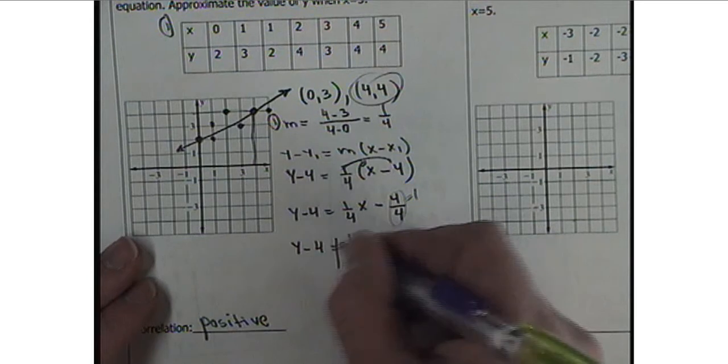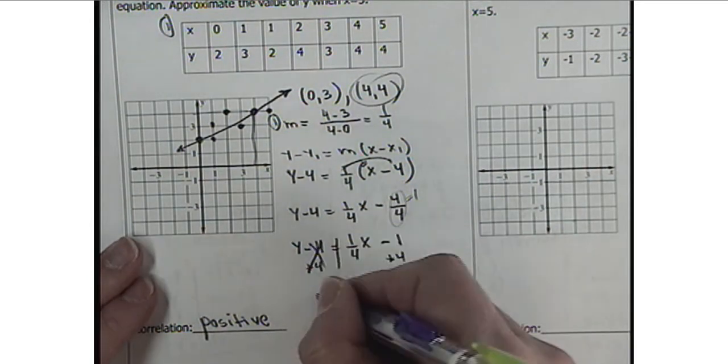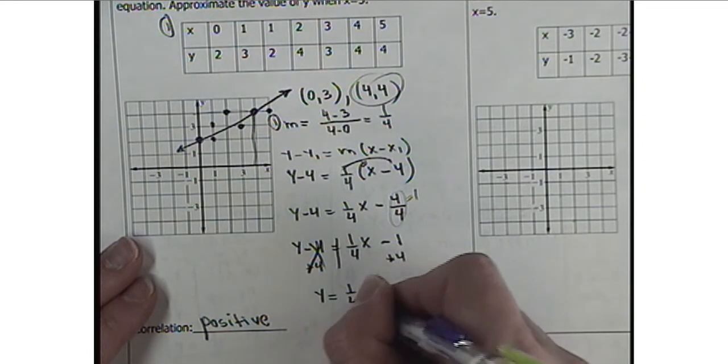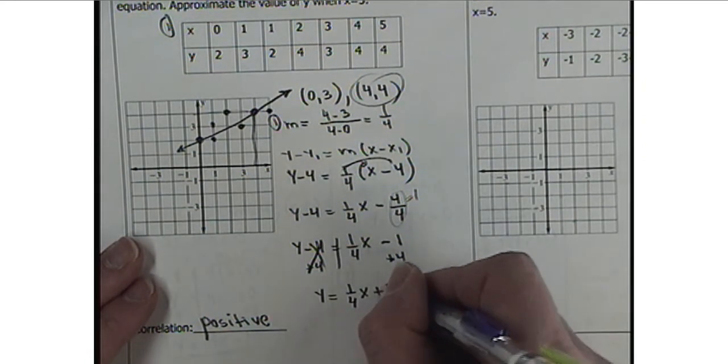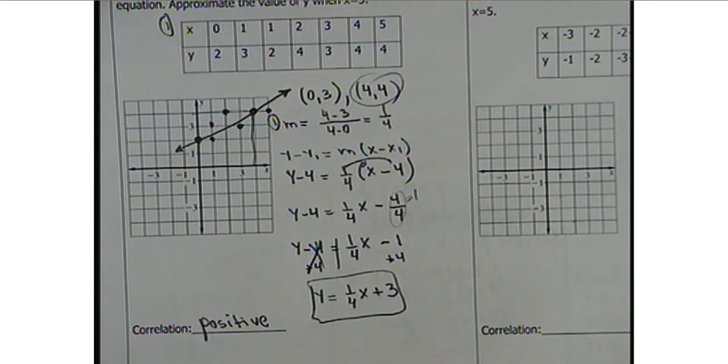Final thing here, I will add 4 to each side. Those two cancel, so y will be equal to 1/4 x plus 3. This is the equation we're looking for. But we have one more step.